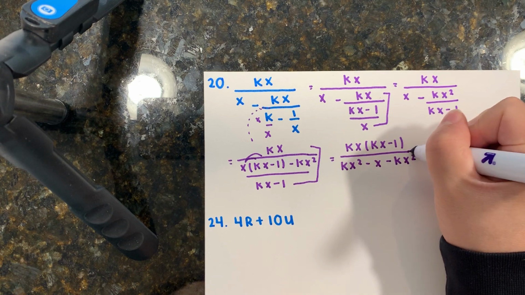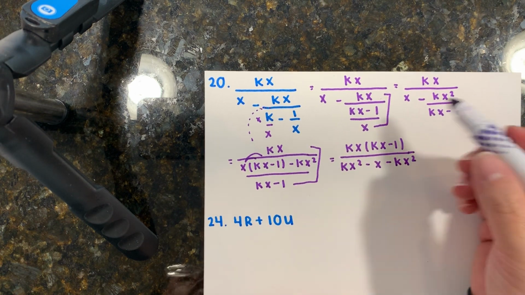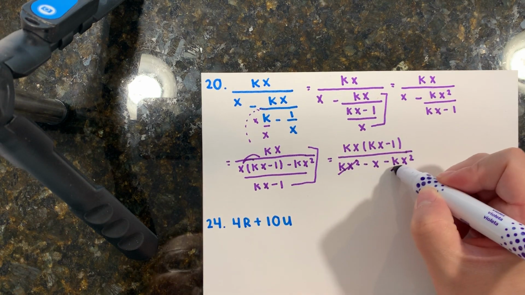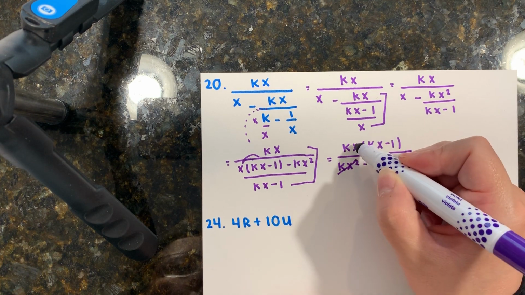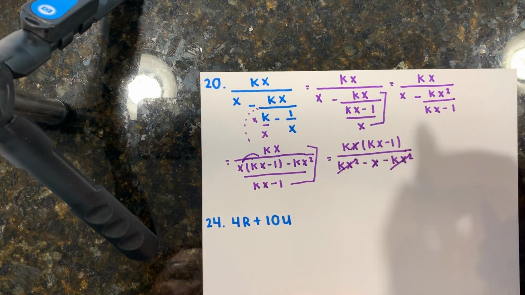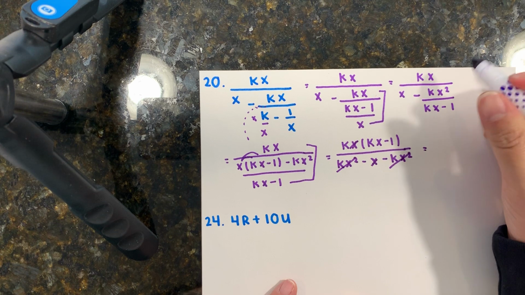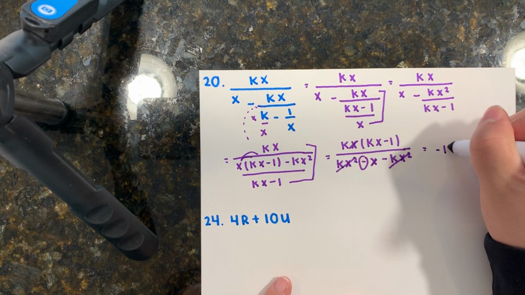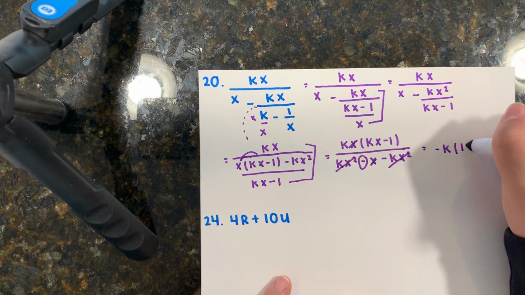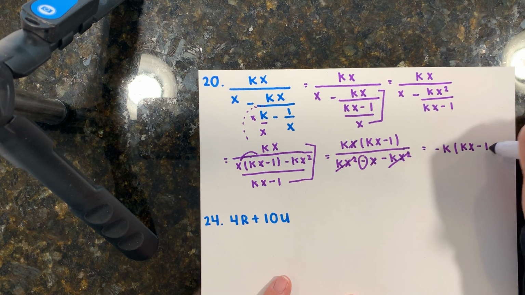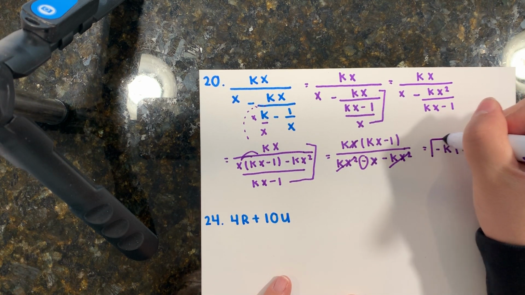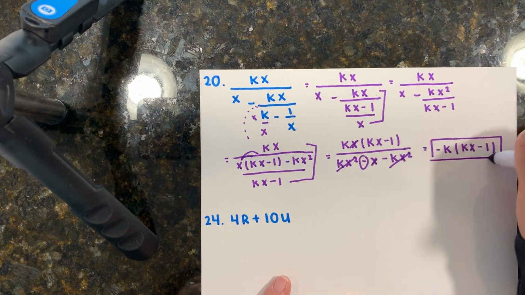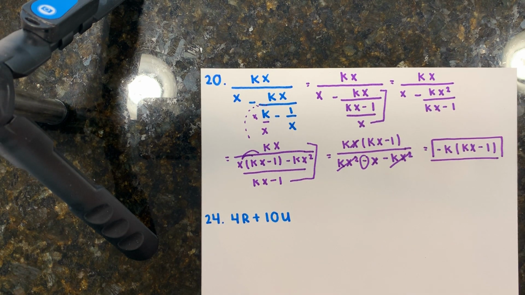And what you should recognize is that these kx squareds are actually going to cancel. Also, that there's an x on top and bottom that would cancel. And then this minus sign would go to the numerator. So your answer would be negative k times kx minus 1, and that would be your result. So there is some simplification that could happen on that problem, so you did need to make sure that you worked that problem out fully.